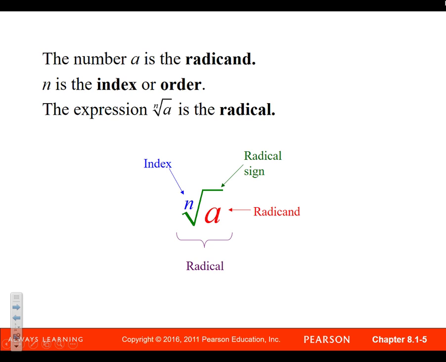The number that's on the outside in the blue is called the index. That is what root you're looking for. Or what number was it originally taken to that power. And what's inside is the radicand. The whole thing all together is a radical. So, radical.